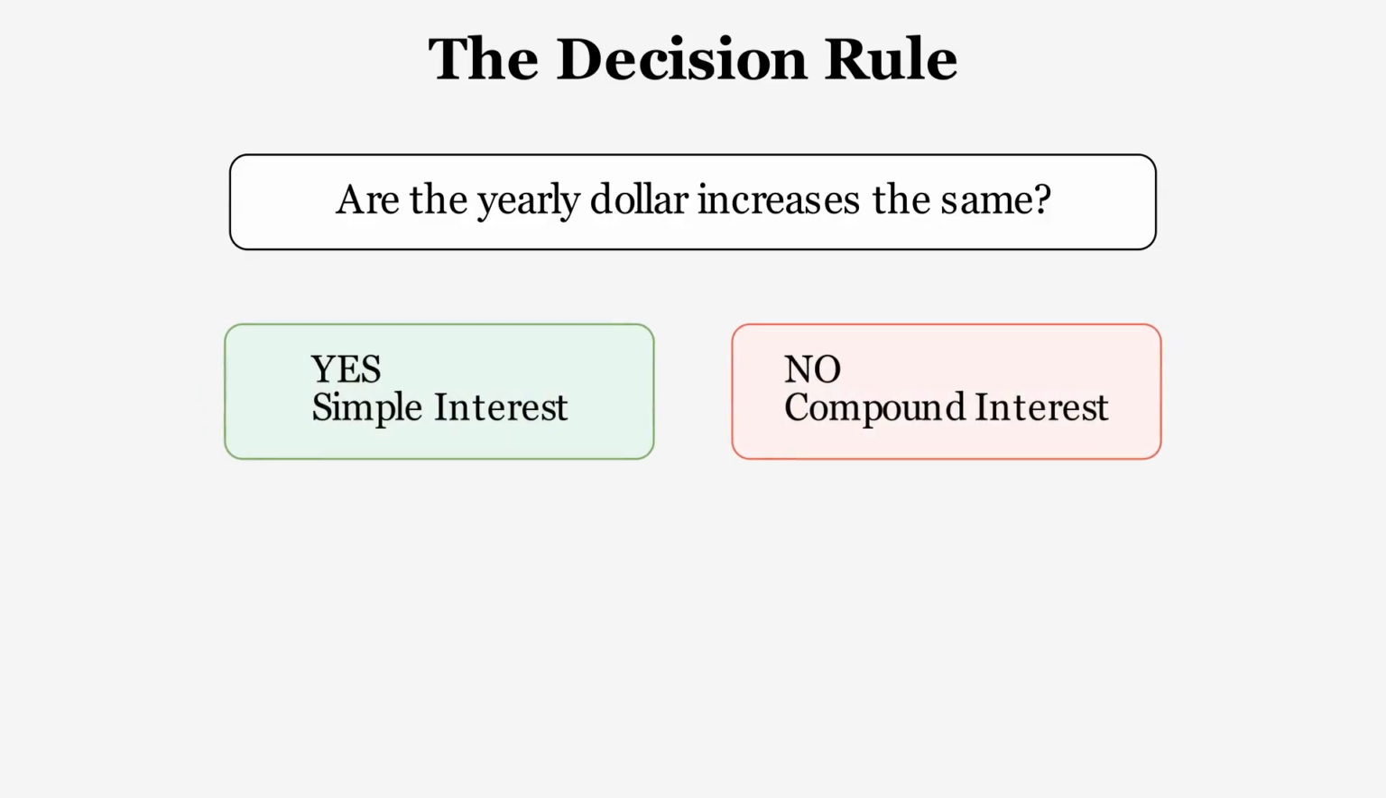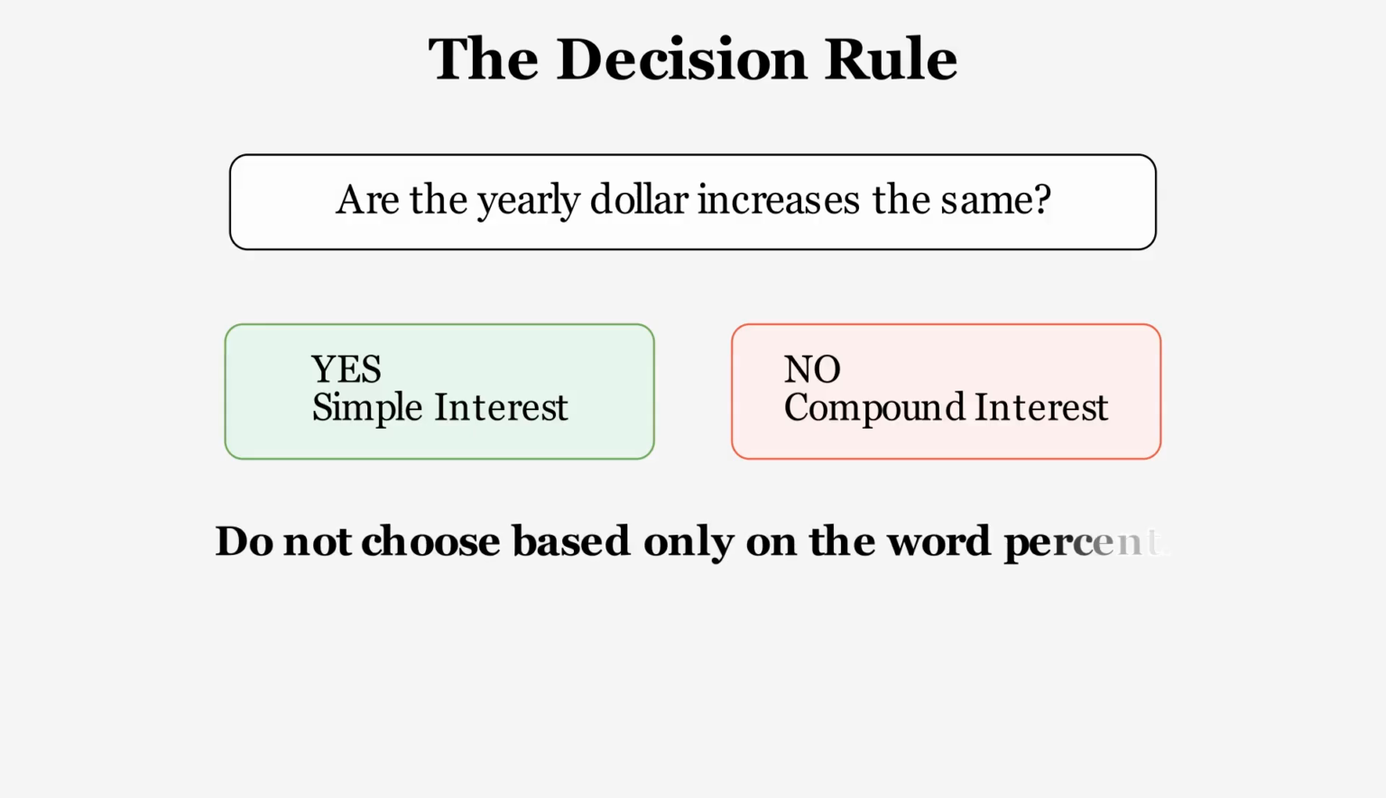Here's the decision rule. Ask yourself, are the yearly dollar increases the same? If yes, the account shows simple interest. If no, the account shows compound interest. The most important warning is this: do not choose based on the word percent. Use subtraction to compare the yearly increases.